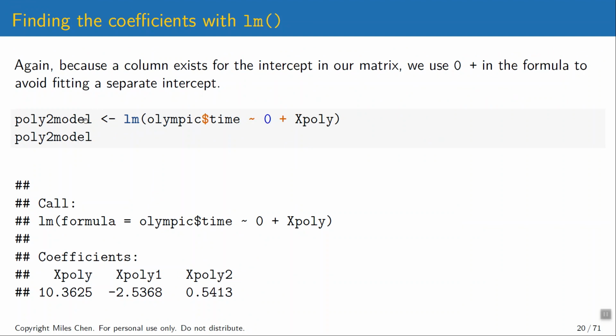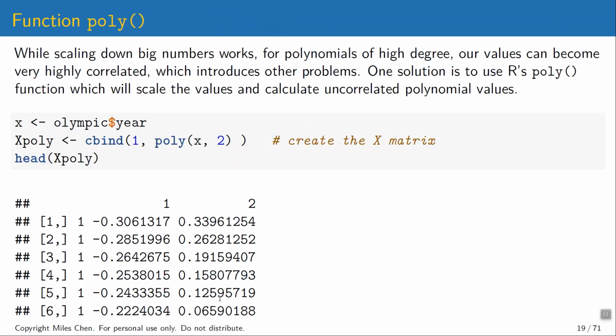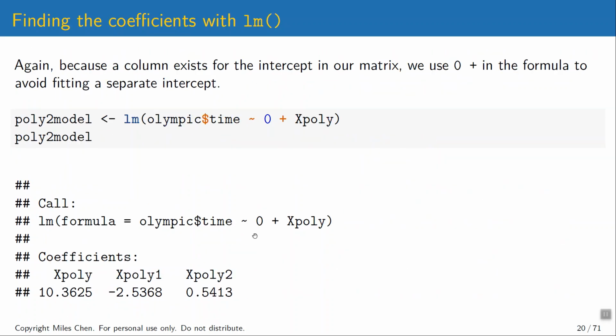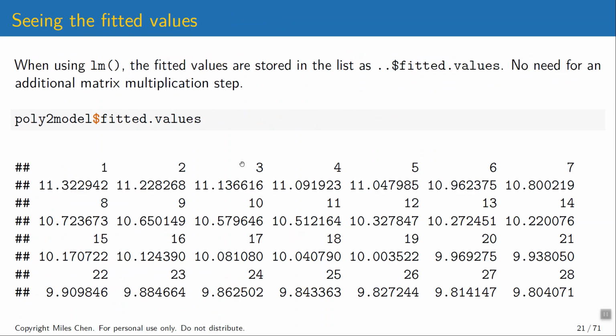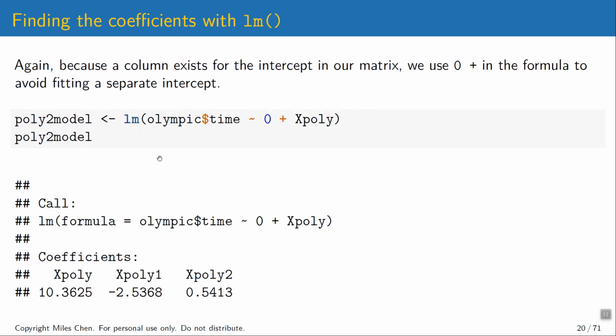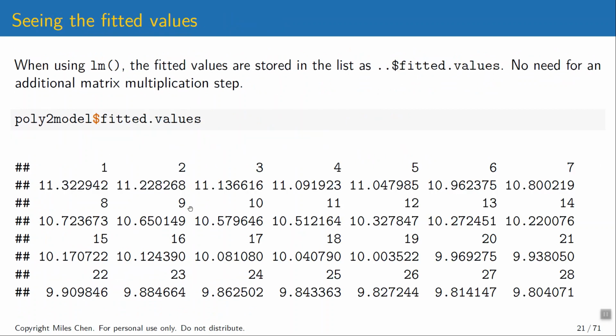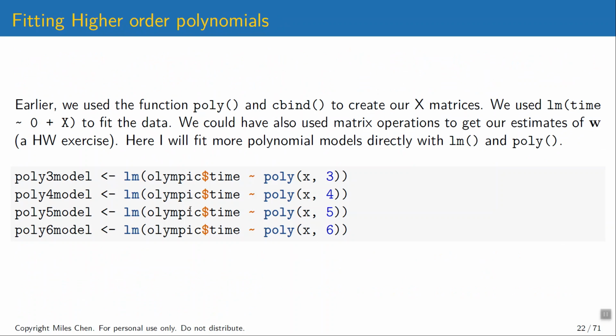And again, I can do the same kind of thing. I can use LM to fit this, and I get these coefficients, 10, minus 2.5, and 0.54. And I could also do the matrix operations x transpose x inverse x transpose t, but I'm just kind of skipping that right now. And then so I fit the linear model. I ask for the fitted values, and then we can plot them. And I'm just going to go ahead and try fitting a third order, fourth order, fifth order, and sixth order polynomial.